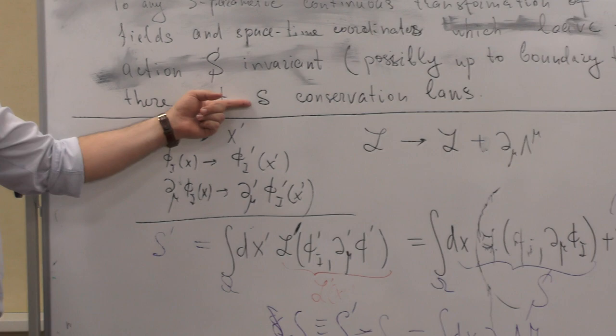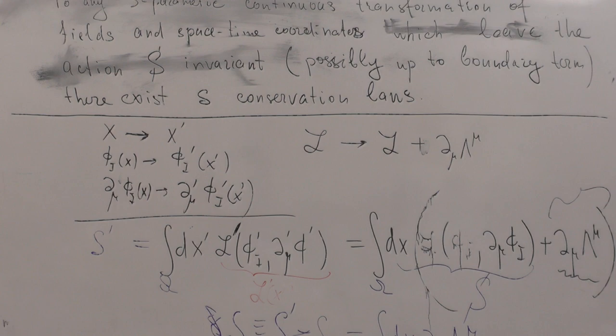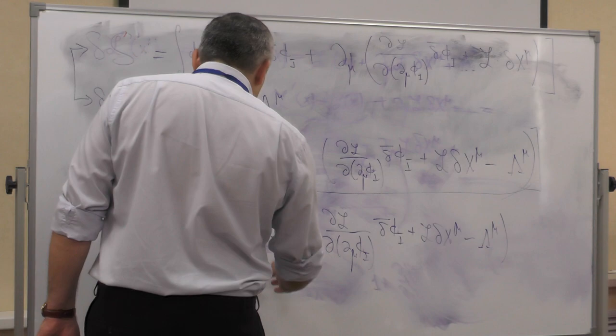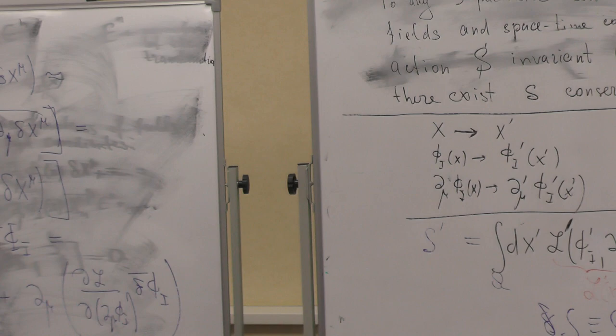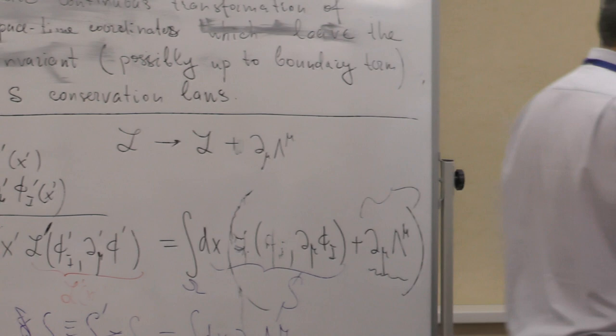And that means that if the Euler-Lagrange equations are satisfied, this expression is valid all the time, but then this term is absent, because what is written down here is the Lagrangian derivative, which is the left-hand side of the Euler-Lagrange equations. So if the Euler-Lagrange equations are satisfied, we get a statement that there exists an object.